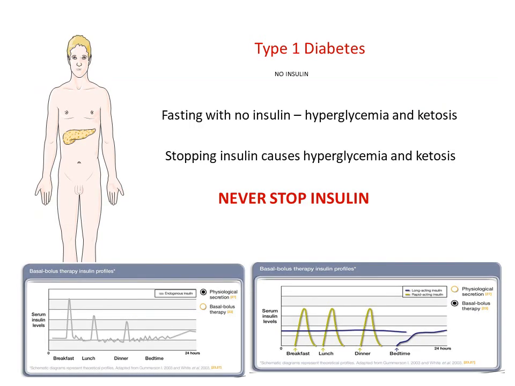In summary, type 1 diabetes is a situation where there is no insulin. If you fast the individual, as the individual does not produce insulin, it will result in hyperglycemia and ketosis. Similarly, stopping insulin causes hyperglycemia and ketosis. So the golden rule is never to stop insulin. If the patient is ill and is not consuming enough calories, you can reduce the dose of insulin, but it should not be stopped.